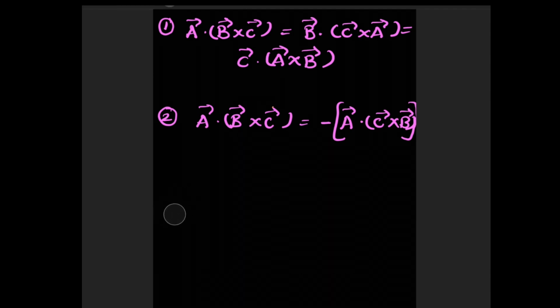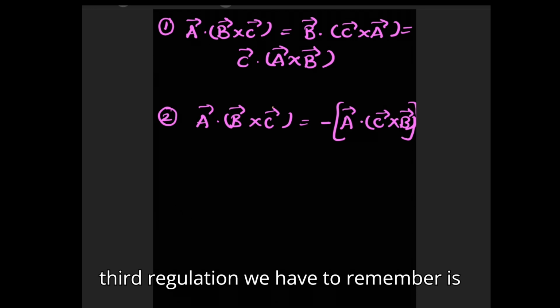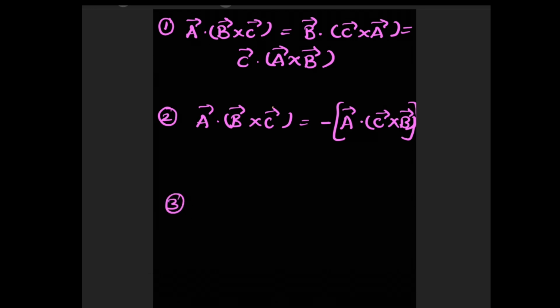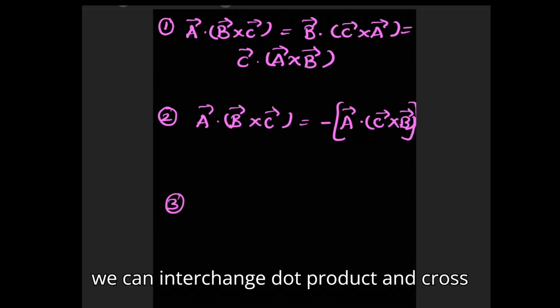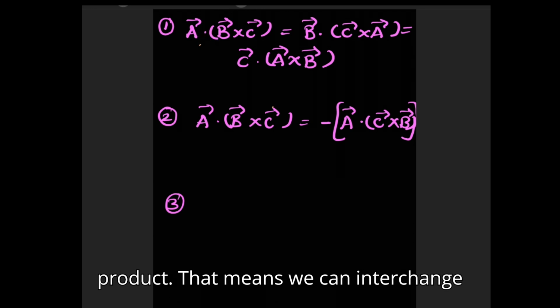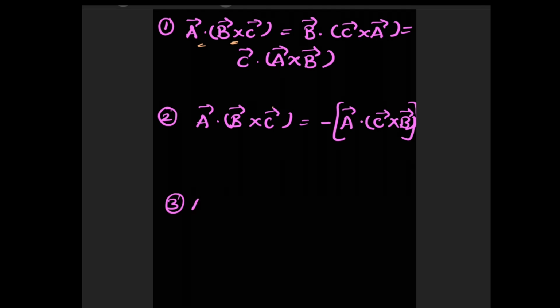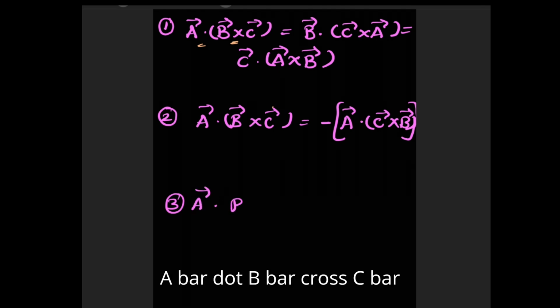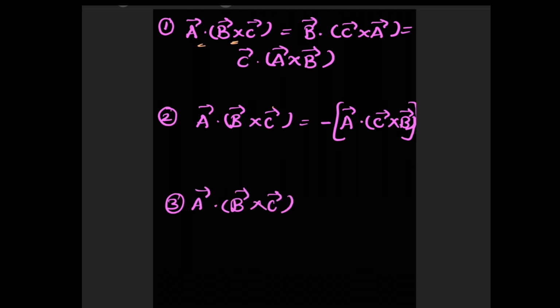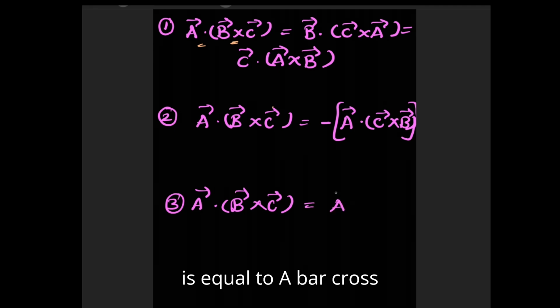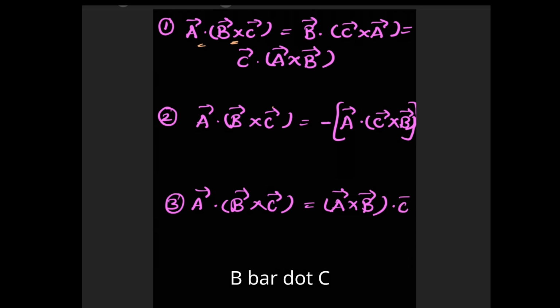And the third rule we have to remember is we can interchange dot product and cross product. That means a bar dot b bar cross c bar is equal to a bar cross b bar dot c bar.